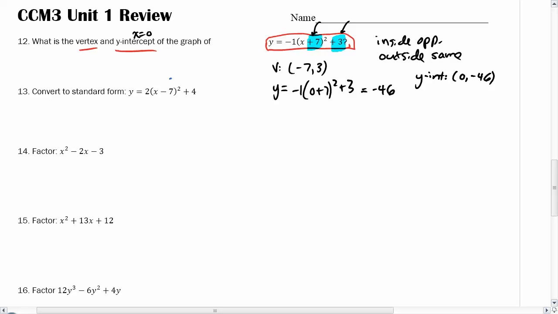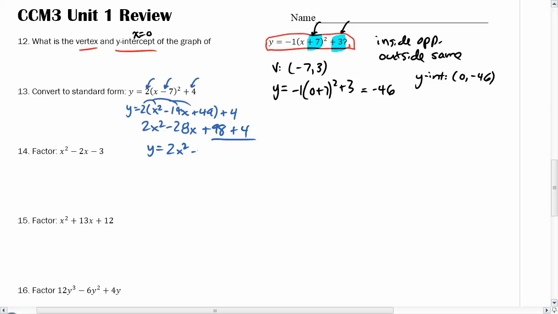Your next one, convert to standard form. This is where you need to take care of this square, double square, distribute, and then add this to the end. So that's going to be y equals 2, and then this is going to give you x squared minus 14x plus 49, and again, that's from either doing box or FOIL or square, double square. Now, distribute, distribute, distribute. So 2x squared minus 28x plus 98 plus 4, and then simplify those last two. So in standard form, this would be 2x squared minus 28x plus 102.